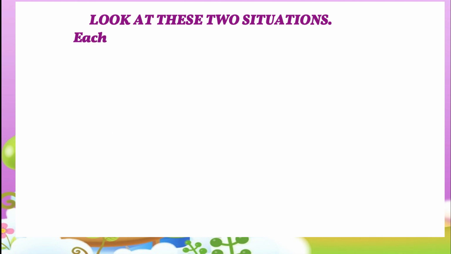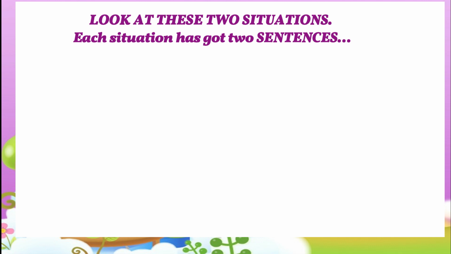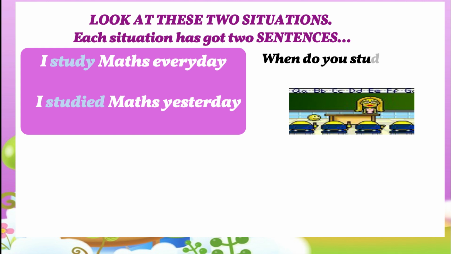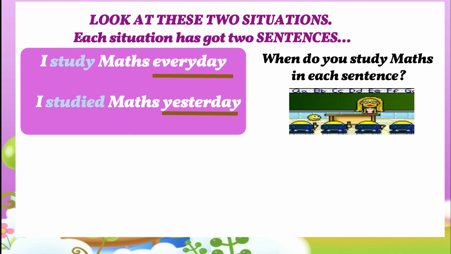To understand it, look at these two situations. Each situation has got two sentences. One, I study maths every day. And I studied maths yesterday. So if I ask you, when do you study maths in each sentence? In the first one, every day. So it's a habit. So we use the simple present. Yesterday, in the second one, however, is an indication of the past. So we use the simple past tense. I studied.